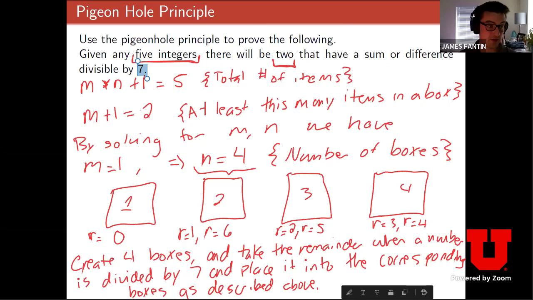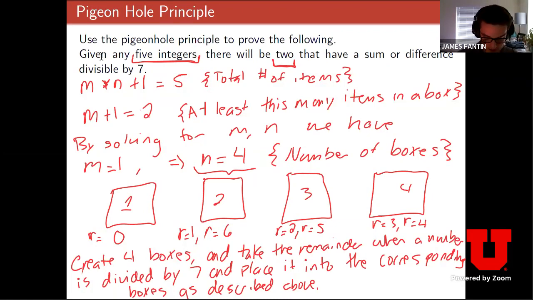So now we've created the boxes. We know what the numbers are. Now we've got to prove that this works. We've got to prove that we're guaranteed that at least two numbers will have a sum or difference divisible by 7. The first thing we need to point out is that, before we can even start talking about whether two of these integers have a sum or difference divisible by 7, we have to prove that there are actually going to be two integers in one of these boxes.